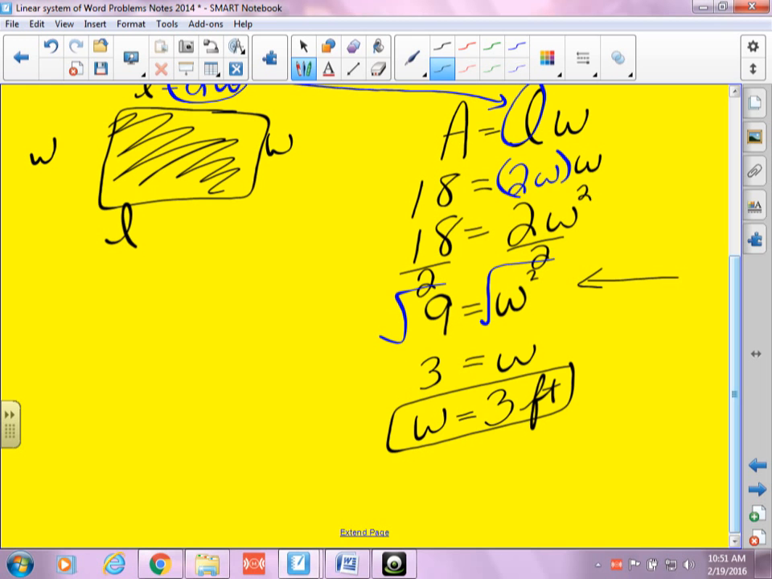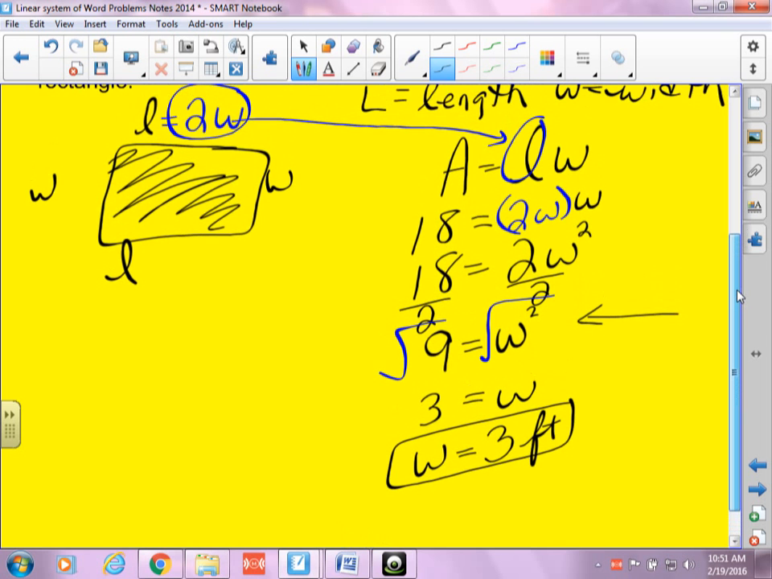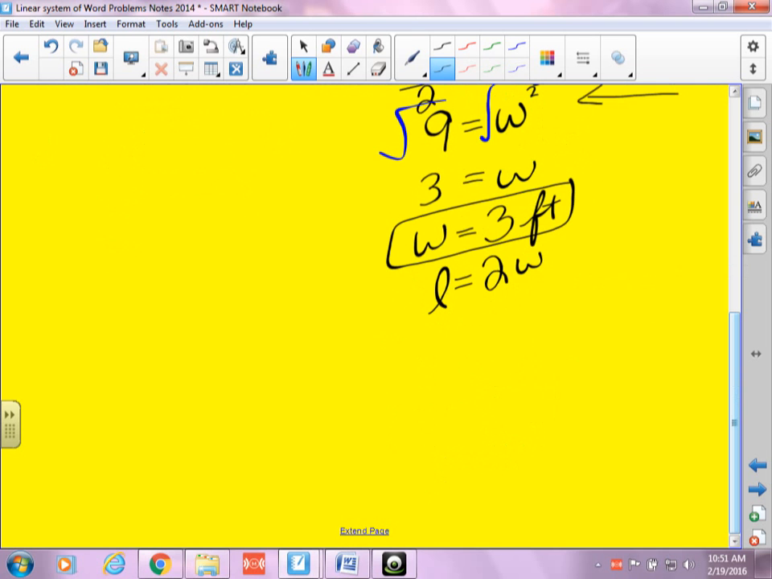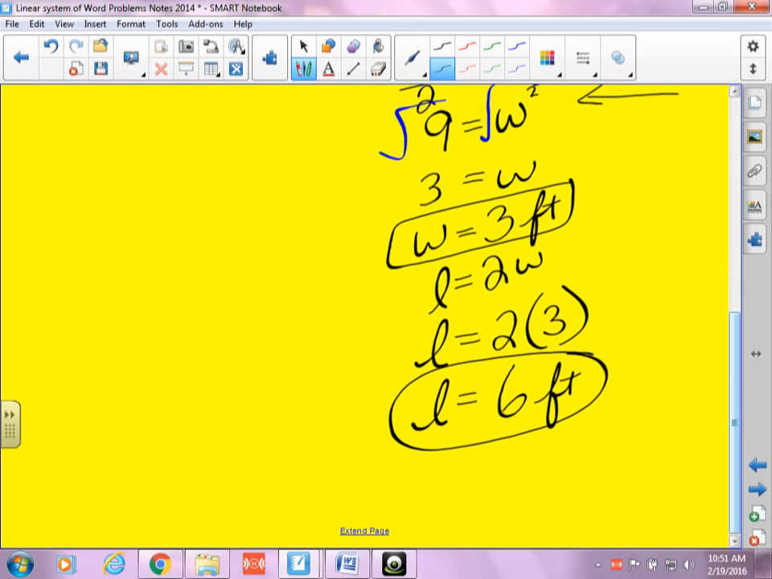Yeah. Alright, and then I need to find my L, so I'm going to grab my formula from up above. L equals 2W. L equals 2 times 3. So L is 6 feet. And I'm done. That's it.